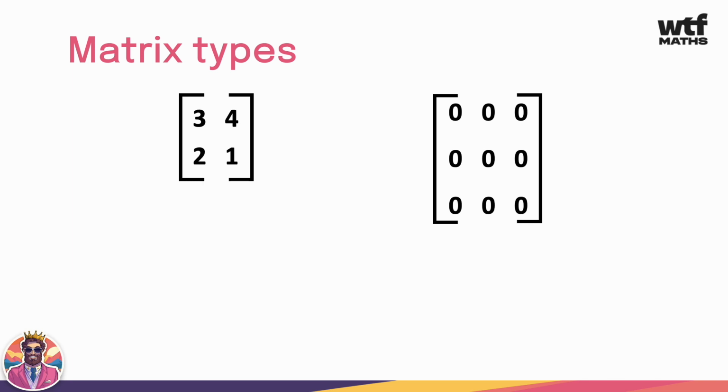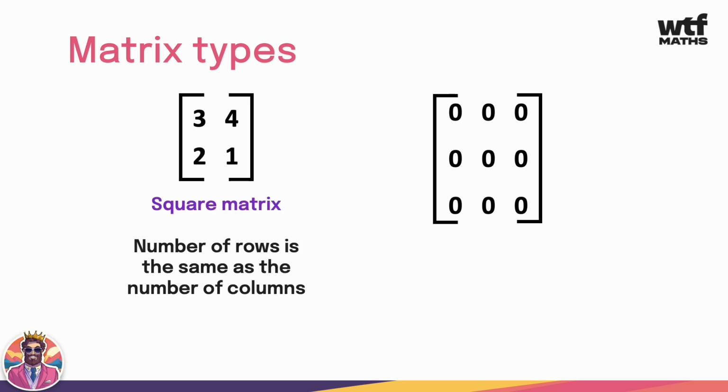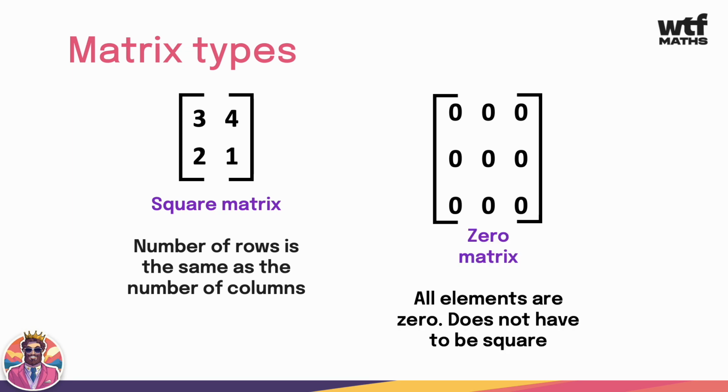On the left, we have a square matrix. This is when the number of rows is the same as the number of columns. So this is a 2 by 2 square matrix. You might have a 3 by 3 or a 4 by 4. On the right, we have a zero matrix, and this is when every single element is 0. It doesn't have to be a square. It can be any sort of dimensions, but if everything inside is 0, it's called a zero matrix.